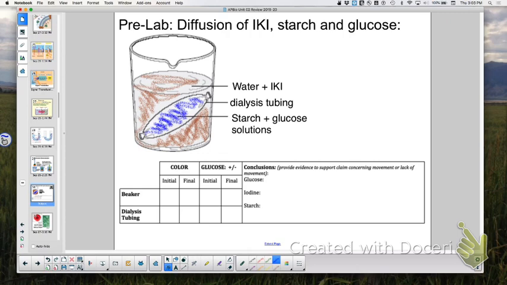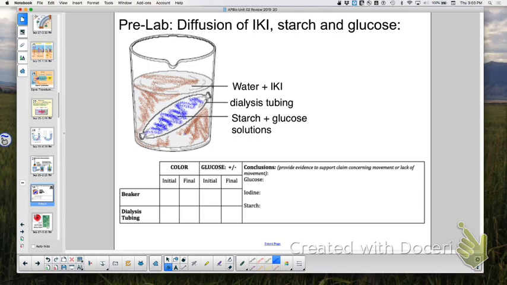Now, what moved? You told me the iodine moved into the bag. How come you didn't tell me that the starch moved out of the bag? Yeah, if the outside turned blue, that would mean that the starch could get out. But it didn't, so it couldn't. How did we test whether glucose could move? Glucose test strip.